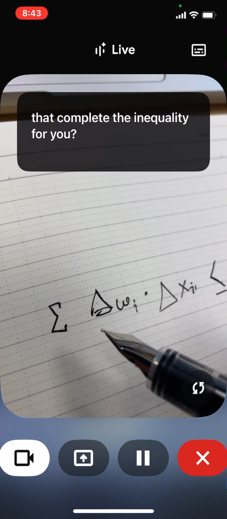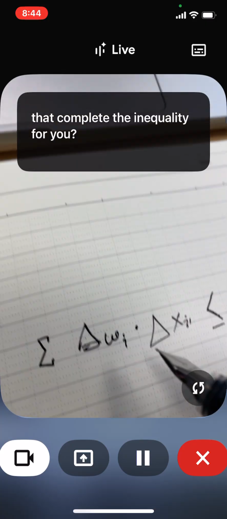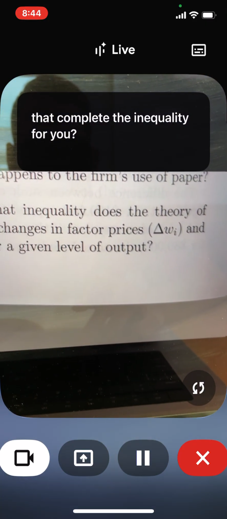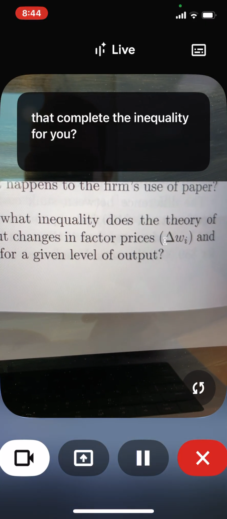So, can you explain this idea here? What is this talking about? The factor prices, is that the price of the actual product that I'm selling, or is that the price of the ingredients I'm buying for my product, like flour in my bakery?